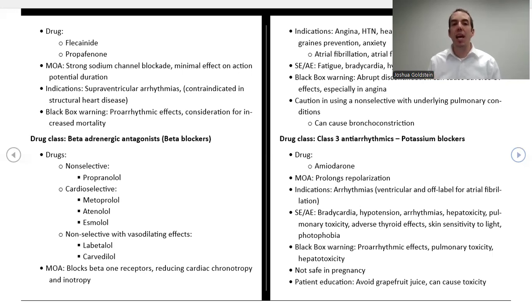Next, we have the class 2 antidysrhythmics, and these are the beta blockers that we've seen over and over again. The drugs we're talking about here are propranolol, metoprolol, atenolol, etc. All of the very famous -lol drugs.